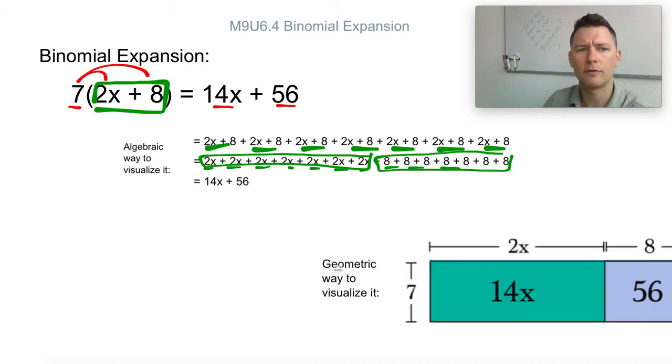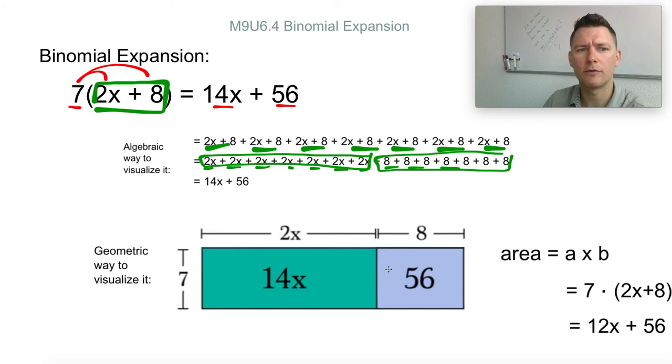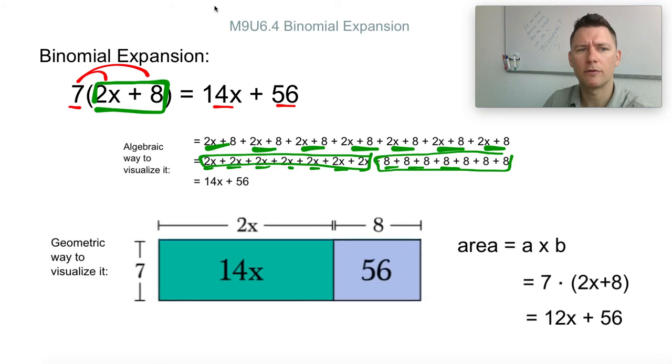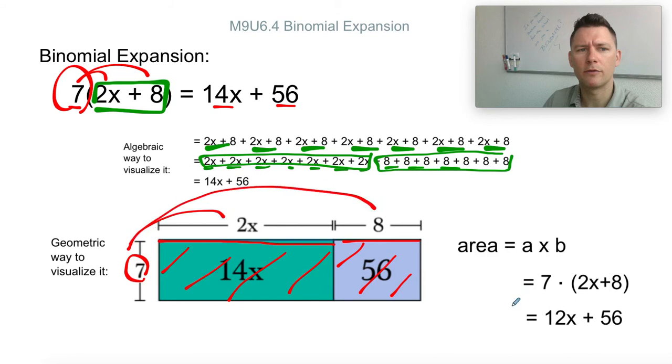Here's a way to visualize it, though, right? A generic way to visualize it is this. A geometric way to visualize it is this. This is 7 times some length, 2x, plus another length, 8, right? It's sort of like looking at the area of 2 different gardens. This area would be 7 times 2x, and this area would be 7 times 8, and we just said 7 times this plus 7 times that, and we got an expression for the area.